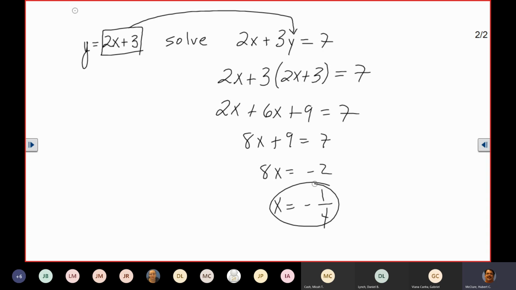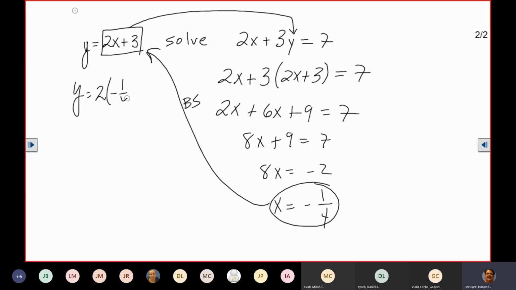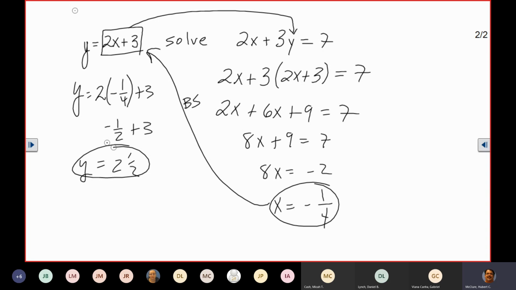And then you take that answer and you back substitute it. And that's going to be y is equal to 2 times negative 1/4 plus 3. And that's going to cancel. That's going to be negative 1/2 plus 3. And that's going to be 2.5. And I really don't care about the answers. I just care that you understand the process.